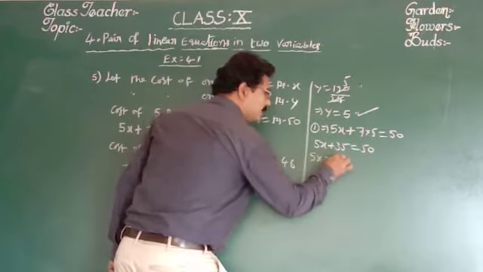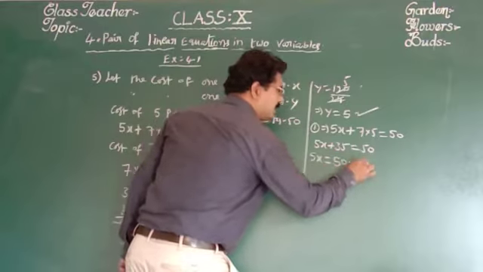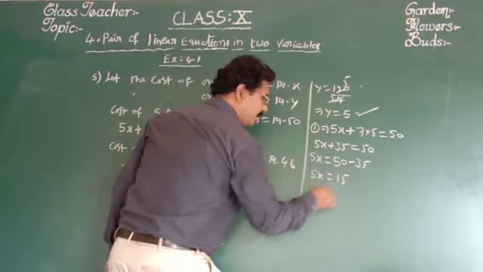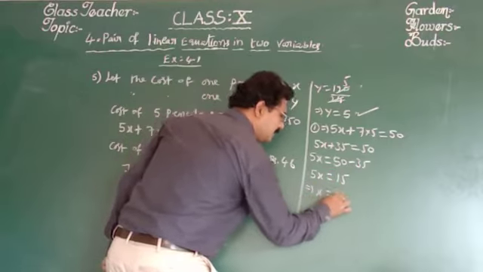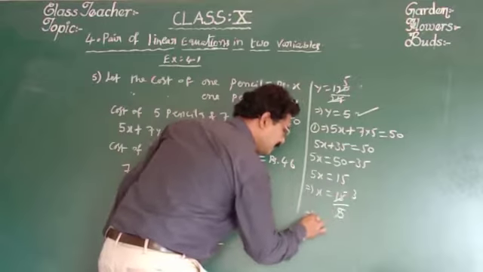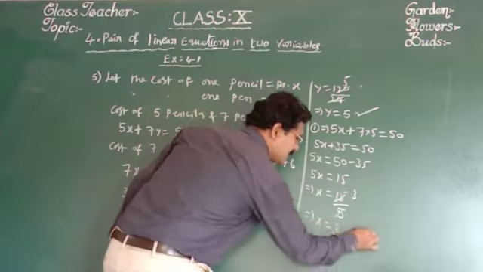So 5x is equal to 50 minus 35. 5x is equal to 15. That implies x is equal to 15 by 5. 5 3 times, that implies x is equal to 3.